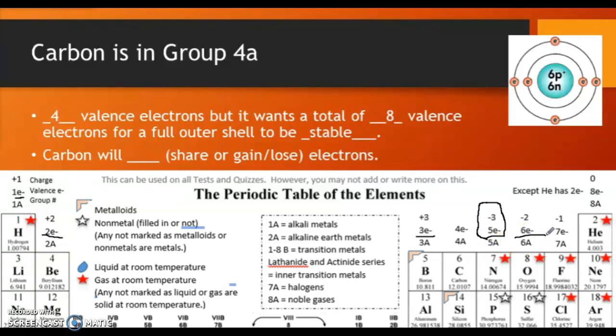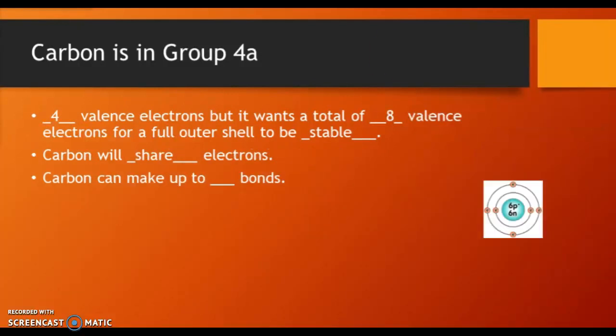Group 6 will do what? Gain 2 for a total of 8. Group 7 will do what? Gain 1 for a total of 8. And group 8, what's group 8 going to do? Not react, because it already has a full outer shell. Remember, these are the noble gases. So group 4 is right in the middle. It's right in between. Neither gaining nor losing is really easier, so it's going to do what? Share electrons.